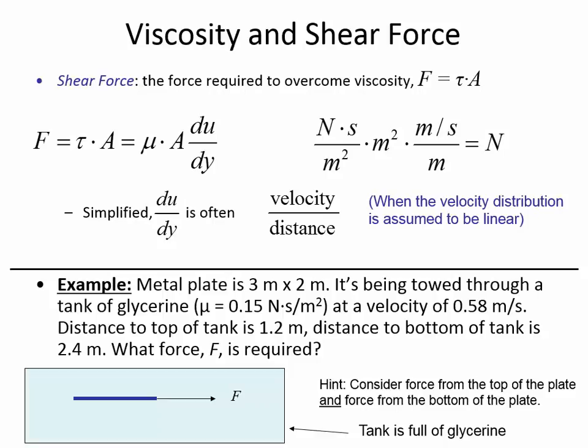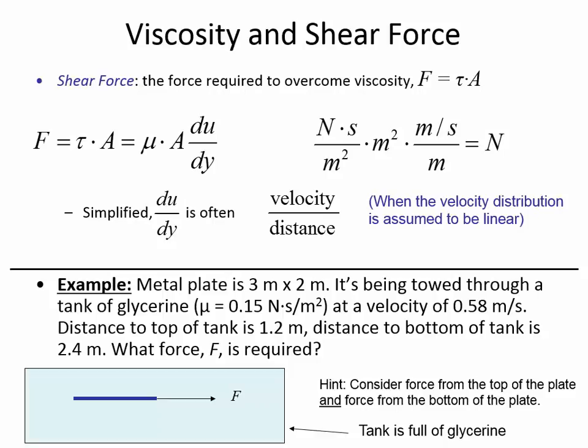And we want to know for this glycerin, which has a viscosity of 0.15 newton seconds per meter squared, how much force is required to achieve a velocity of 0.58 meters per second. So clearly we're just going to be substituting into the formula here, but there are a couple of things we need to keep in mind.